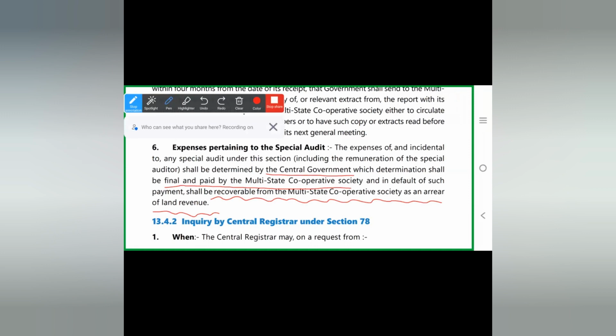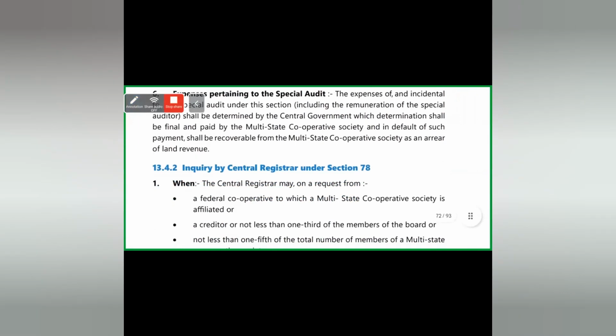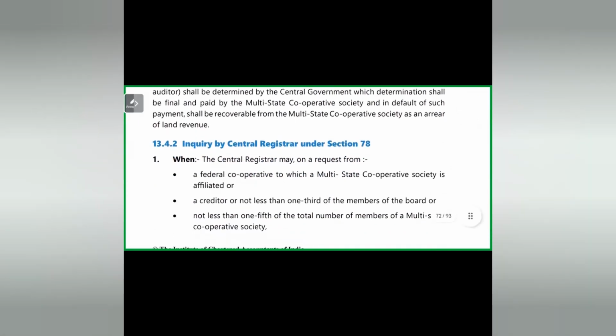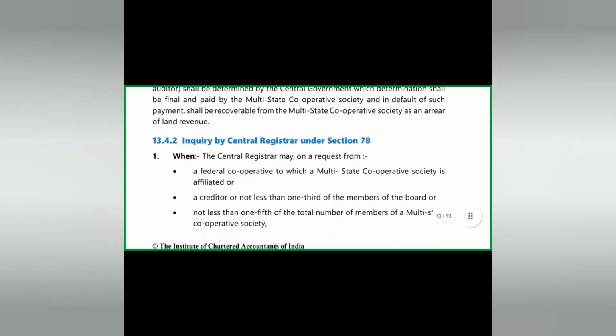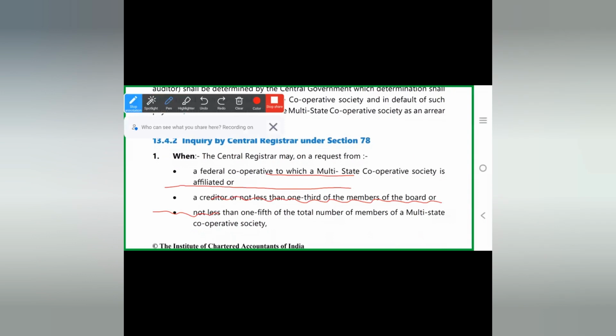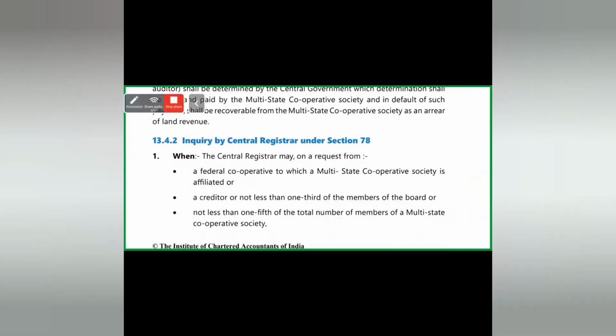Yes, ma'am. Now, inquiry. When is an inquiry by the central registrar done? The central registrar may hold an inquiry when there is a request from a federal cooperative to which the multi-state cooperative is affiliated, or a creditor, not less than 1/3 of the members of the board, or not less than 1/5 of the total number of members. When they are asking for an inquiry, then only is the inquiry done.